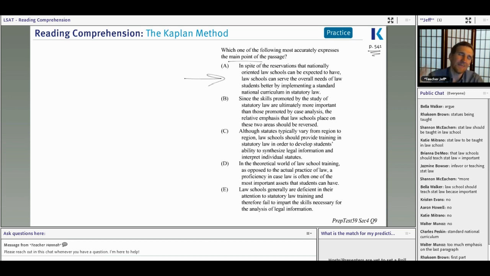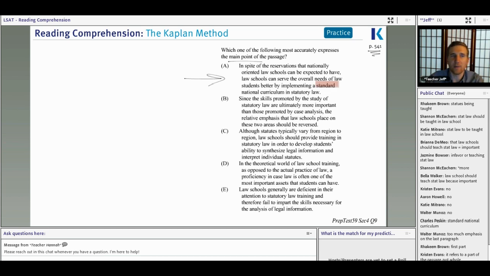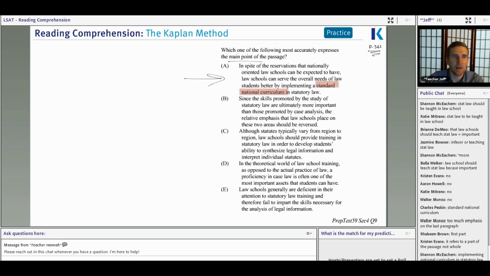Yeah, there's a little bit of questionable stuff that happens earlier, but the big nail in the coffin is really this standard national curriculum. A standard national curriculum was never mentioned in any way, shape, or form. Now, it is true that the author does bring up a potential negative, which is why at the beginning talks about this reservation, right? That's kind of what happened in the last paragraph. So the beginning can sound a little weird, but it does seem to relate to the last paragraph. So the thing you can really know for sure is this standard national curriculum.